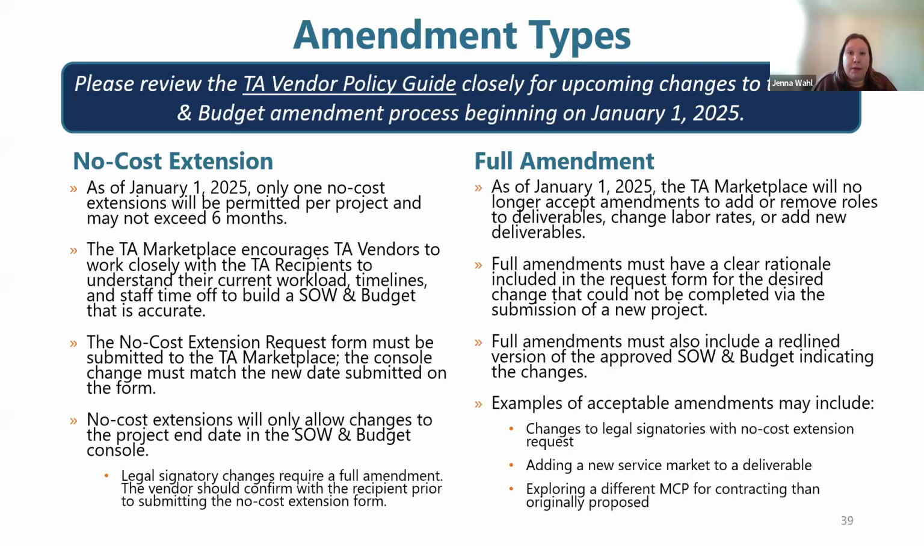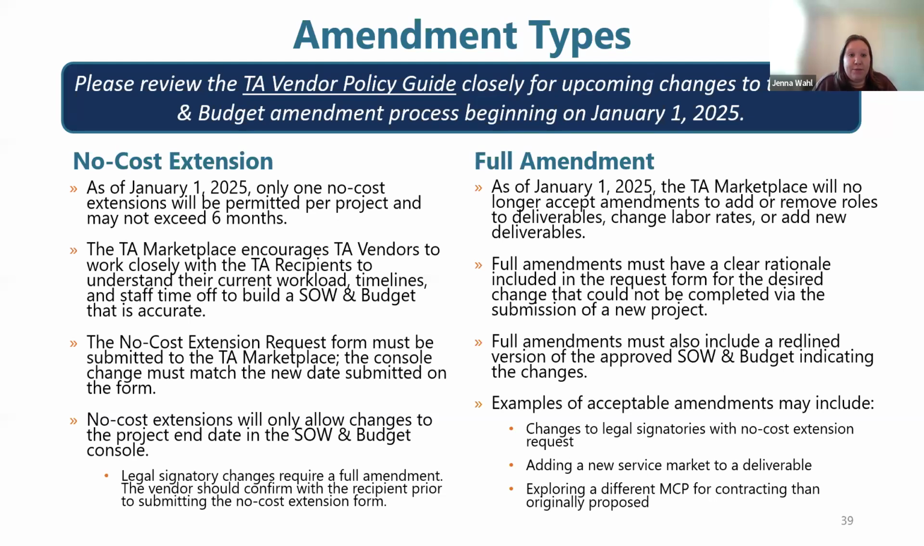So we have 2 different amendment types. The first is our no-cost extension amendment. An important update is that as of January 1st, we will only be allowing 1 no-cost extension per project, and that may not exceed 6 months. The marketplace really encourages vendors and the TA recipients to work together to identify timelines, current workload, staff availability at the start of the building of a scope of work and budget. That includes considering paid time off, holidays, etc.